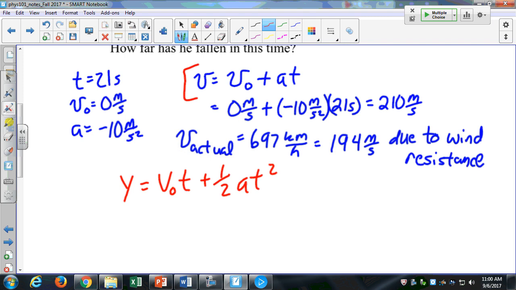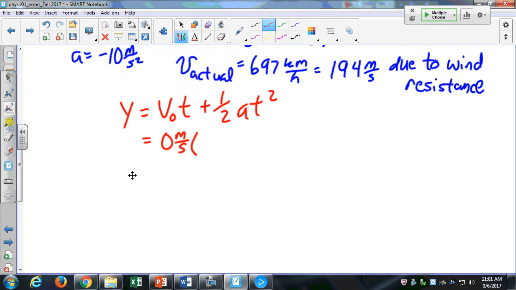Don't be misled. In the past, I've written this as x instead of y, but it's typical that when you have vertical displacement, you use y. When you have horizontal, you use x. This is the same. I'll just use y for vertical displacement. And I want to know how far he's fallen. So v naught is 0 meters per second. The time was 21 seconds. Plus 1/2 a is minus 10 meters per second squared.